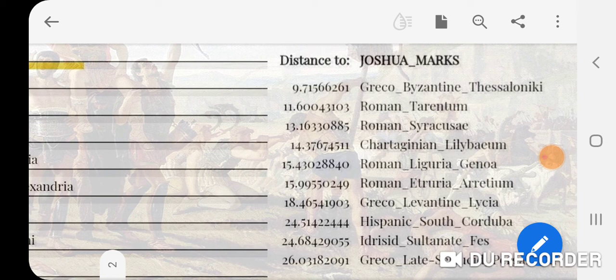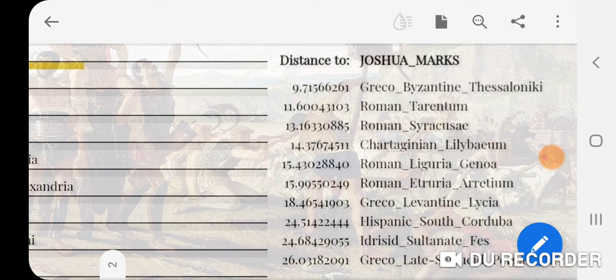And then Roman Syracuse. Syracuse is in Sicily. And there's Carthaginian Lilybaeum again. Roman Liguria Genoa, Roman Etruria Arretium, Greco-Levantine Lycia, Hispanic South Cordoba, Andalusia, southern Spain. Idrisid Sultanate Fes. The Idrisid dynasty was also called the Idrisids. It was an Arab Muslim dynasty that ruled in Morocco from 789 until 921. And we're talking about Fez here. In 808, Idris II founded as a capital for his little kingdom the town of Fez, which is modern Fez. So that might be the Sultanate reference there.